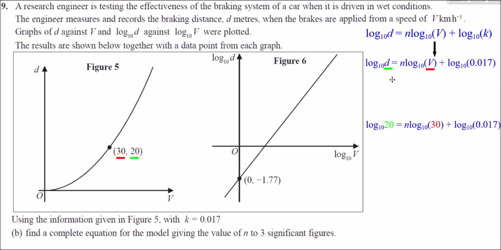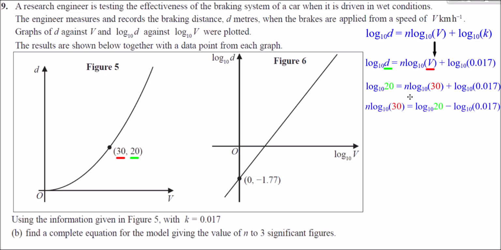So therefore, log base 10 of 20 is the same as n log base 10 of 30 plus log base 10 of 0.017. We can now rearrange this to get n log base 10 of 30 on its own. So if we subtract log base 10 of 0.017, we arrive at this. We can then, of course, divide all of this expression on the right through by log base 10 of 30 to get what n is.